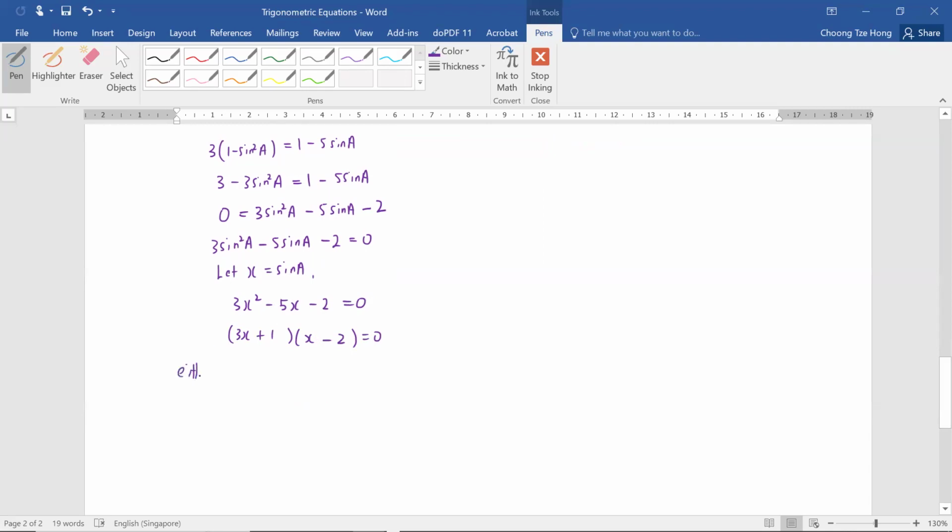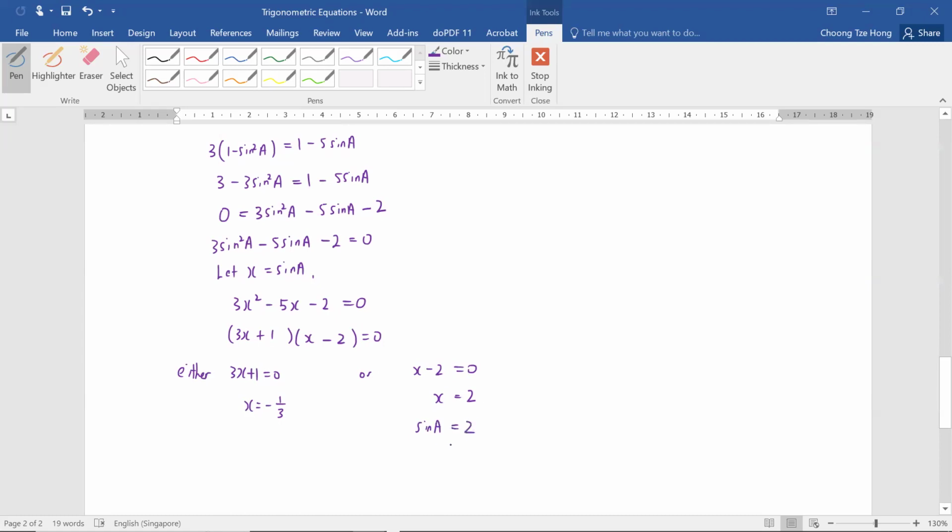So either 3x plus 1 is 0 or x minus 2 equals 0. Here you'll get 3x equals negative 1, so x equals negative 1/3. Here you get x equals 2. Okay, now we replace back with sine A.